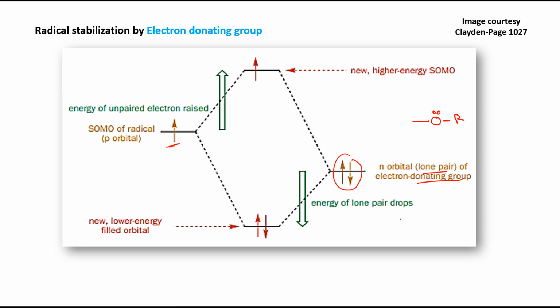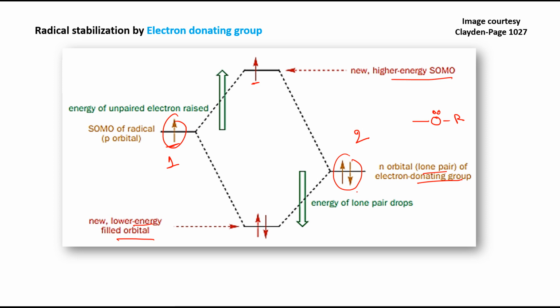Now once the MO is formed, we have a total of 3 electrons. Here we have 2 electrons coming from the donating group, and here we have only 1 electron. So out of these 3 electrons, 2 electrons are placed in the newly formed lower energy orbital. Okay. One electron is still there, which will be present here. As this is a single electron, we call it a high energy SOMO, or singly occupied molecular orbital.